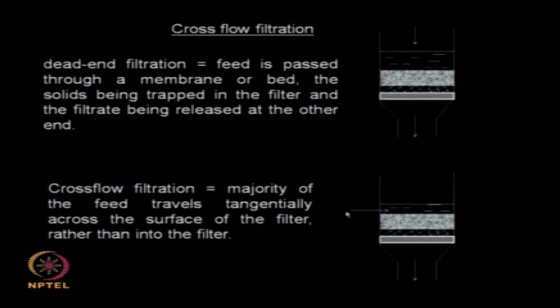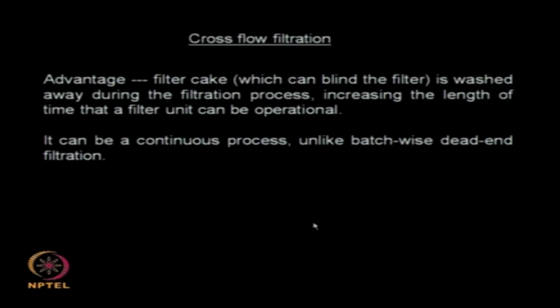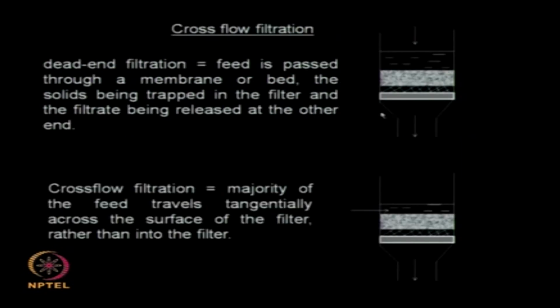There is another approach which is called cross flow filtration. That means the slurry comes in a cross fashion, and the majority of the slurry comes in this cross fashion. So the feed travels tangentially across the surface of the filter setup. So what are the advantages of this? As you can see, in the normal approach your bed is sitting on top of the filter medium, so it slowly blocks the holes and your filtration process stops.